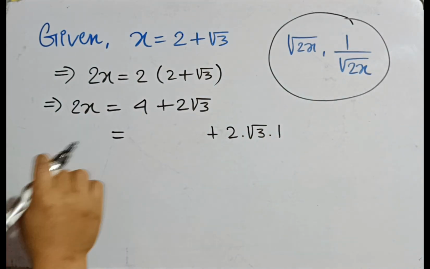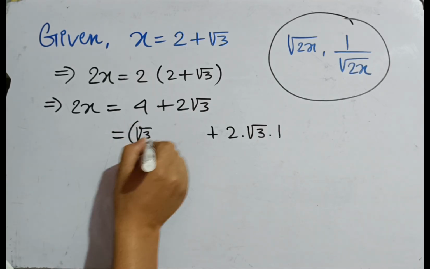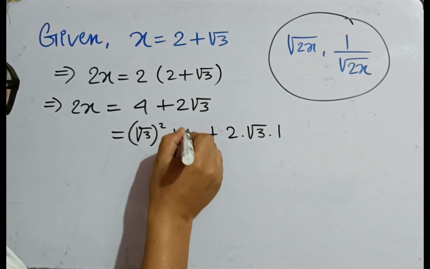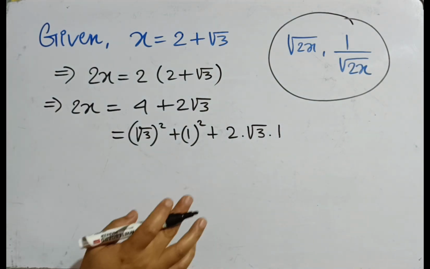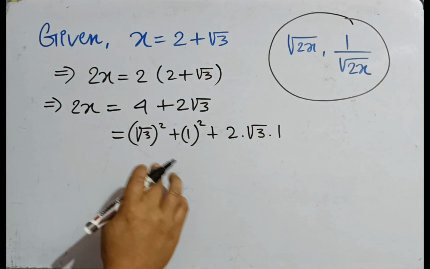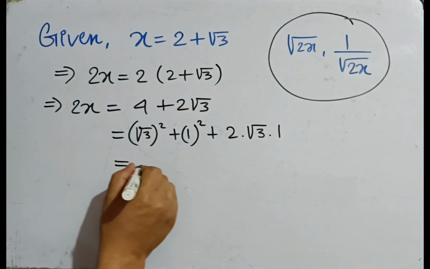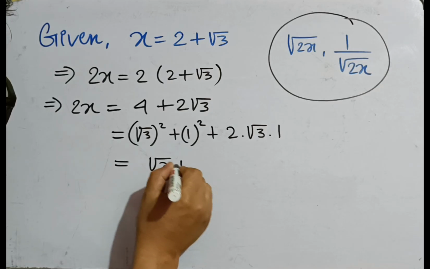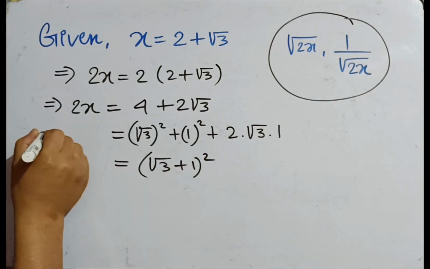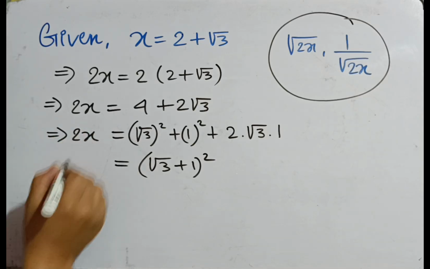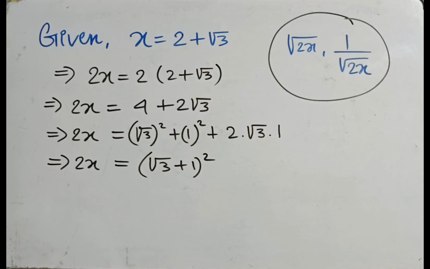And we can split 4 into root 3 square plus 1 square, because the sum of root 3 square and 1 square is 4. Now this is in the form of a square plus b square plus 2 into ab. So we can write this as root 3 plus 1 whole square. Therefore, the value of 2x is equal to root 3 plus 1 whole square.